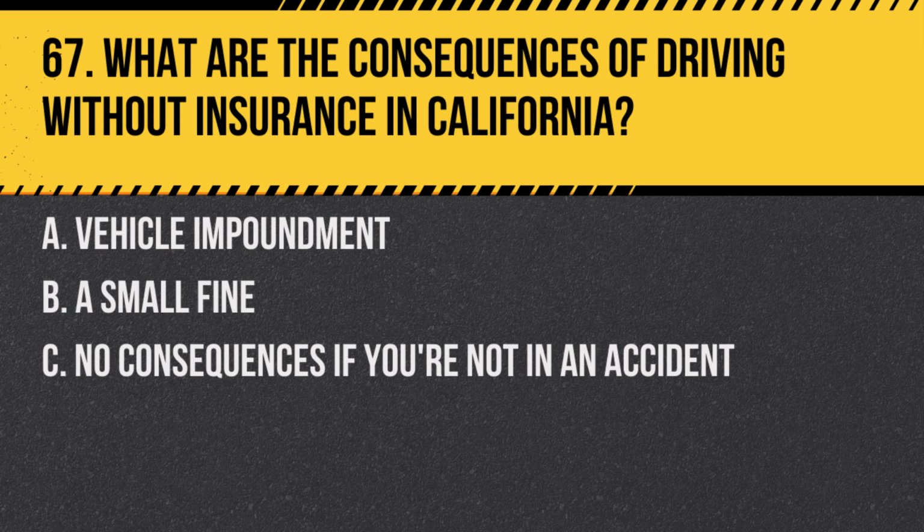Question 67. What are the consequences of driving without insurance in California? A. Vehicle impoundment. B. A small fine. C. No consequences if you're not in an accident. Answer: A. Vehicle impoundment. Driving without insurance can result in severe penalties, including fines and vehicle impoundment.